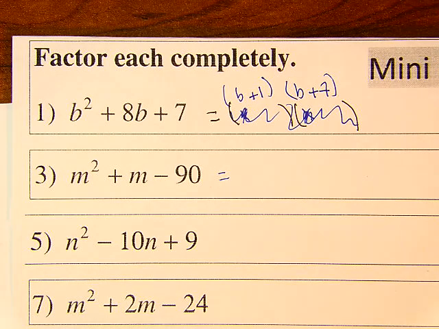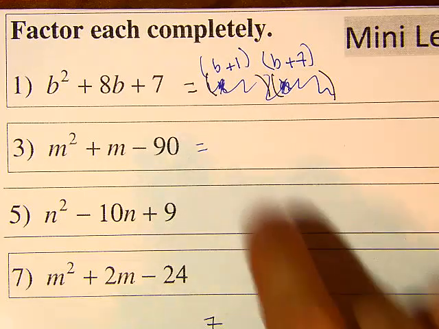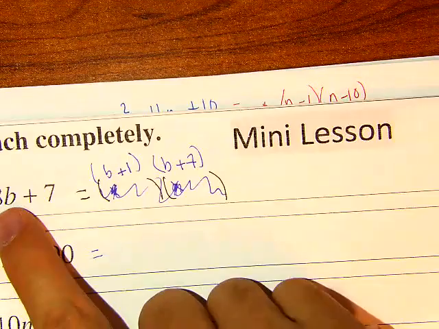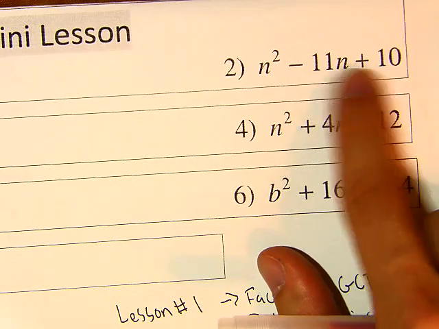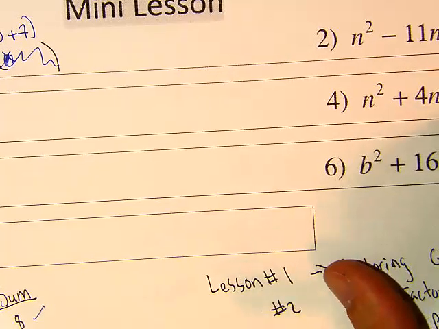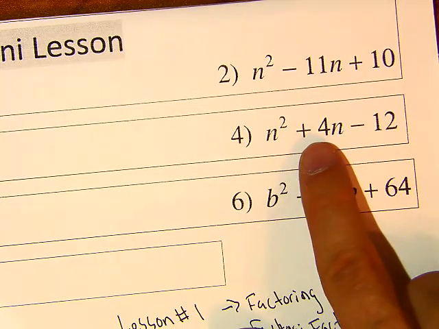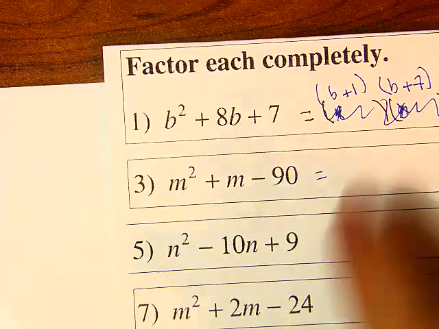So the goal is, sometimes it's very obvious. Like here, the second you see 7, I already know it's 1 and 7, and that gives me 8. Here, I see 10, it's not too bad. Here, you have negative 12. You could mentally, sometimes, do these very fast. But sometimes they get a little tricky, like negative 90. Well, let's look at this one.